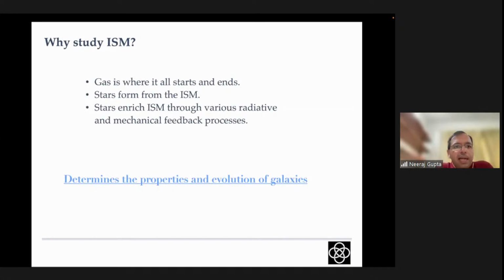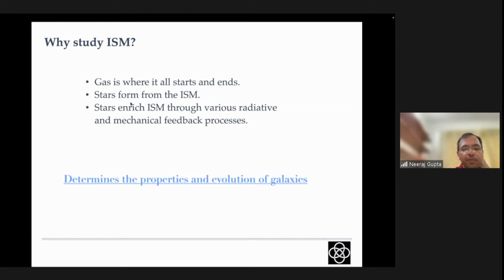So why study ISM? Why study any phase of gas in general? Because gas is where it all starts and ends. If we want to understand the evolution of galaxies, which is nothing but how it converts the gas present in it to stars and how it interacts with its ambient medium. These two things then influence the stellar composition of the galaxy, and will also influence what type it looks like, whether it has a prominent disk, or a disk and bulge, or only a bulge component, right? So these are the different processes that would determine that.